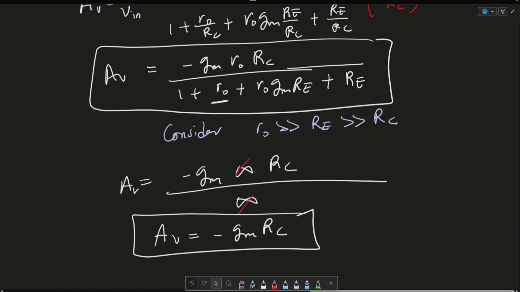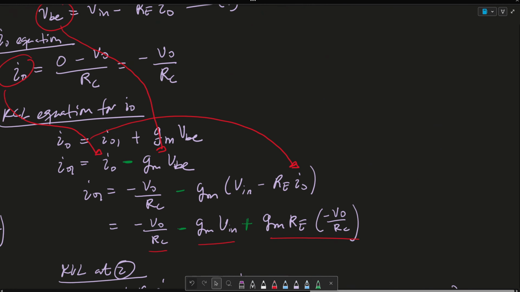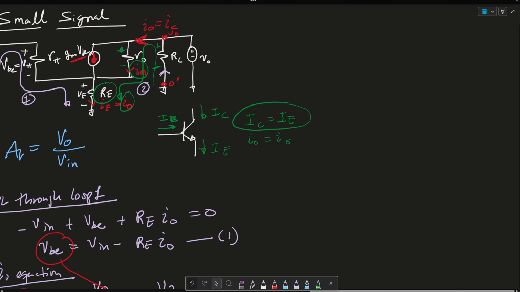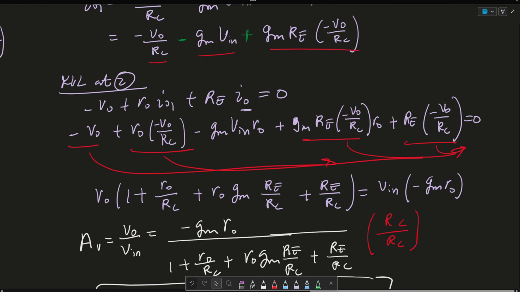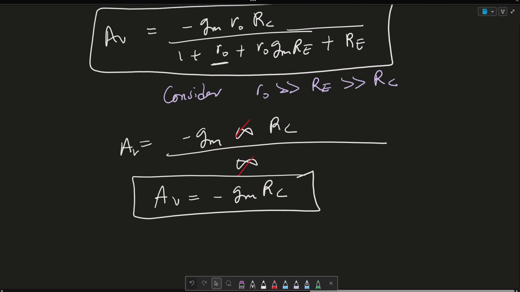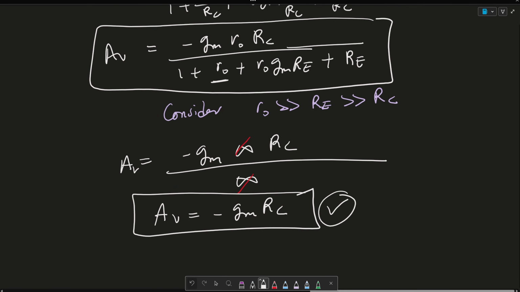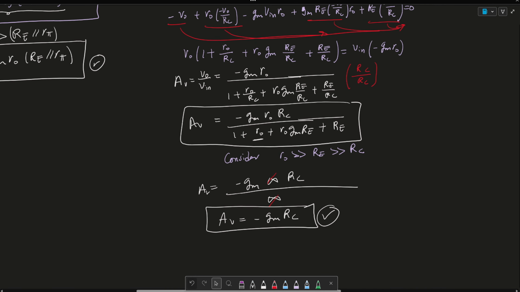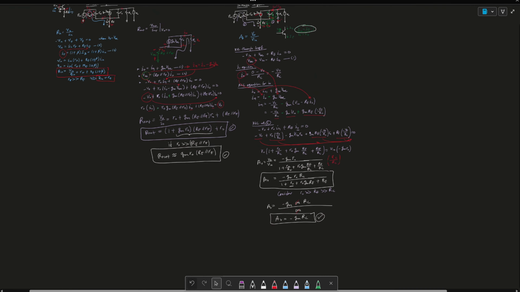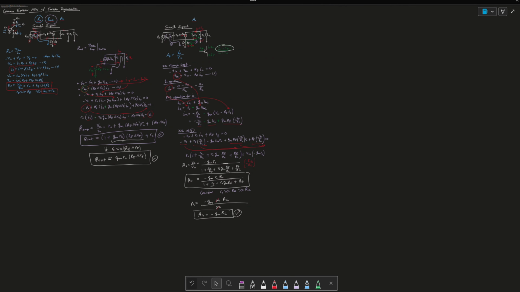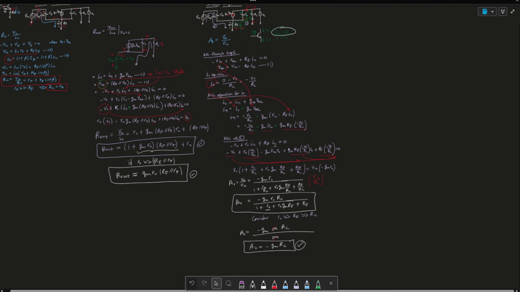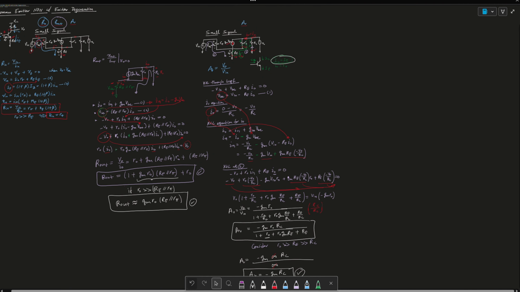Again, the only thing we approximated was that IC is equal to IE, which, when dealing with BJTs in the active region, is the case. So I hope this makes sense. In this video, we solved for AV gain, R out, and R in. And as you can see, the further right we went, the more complex it became.